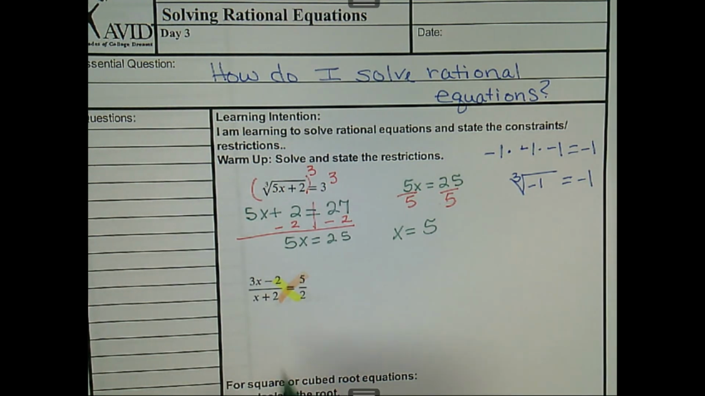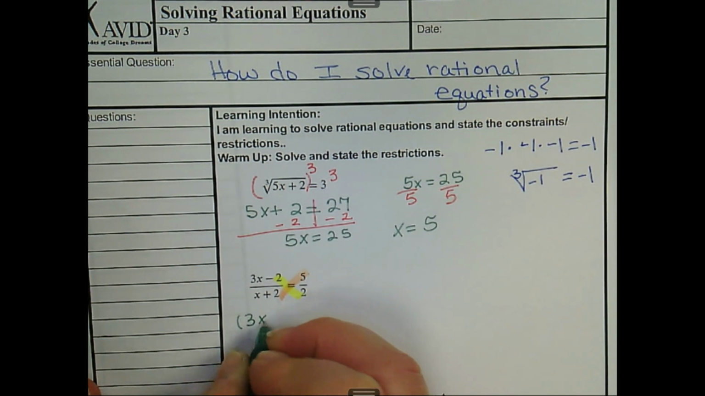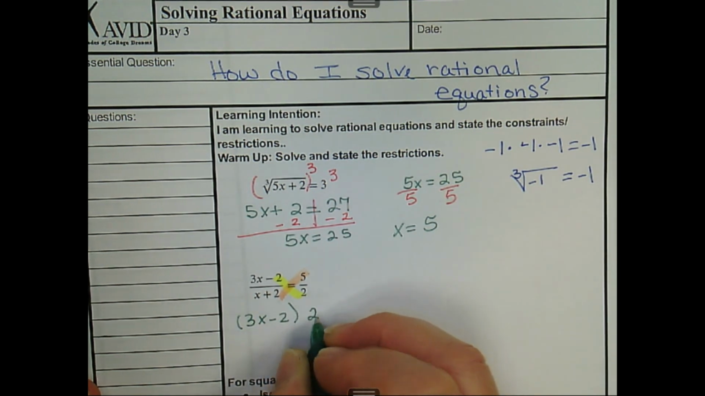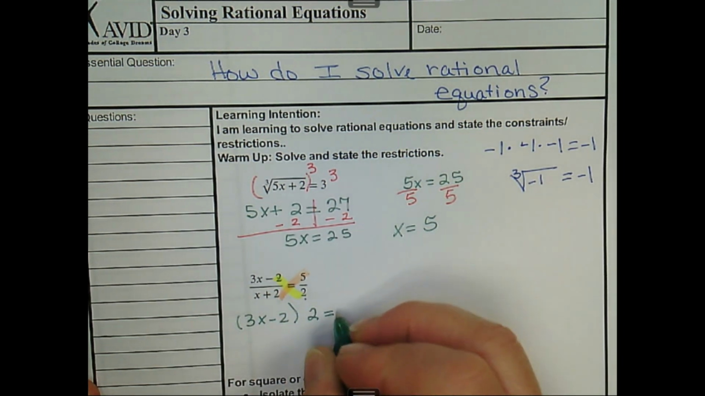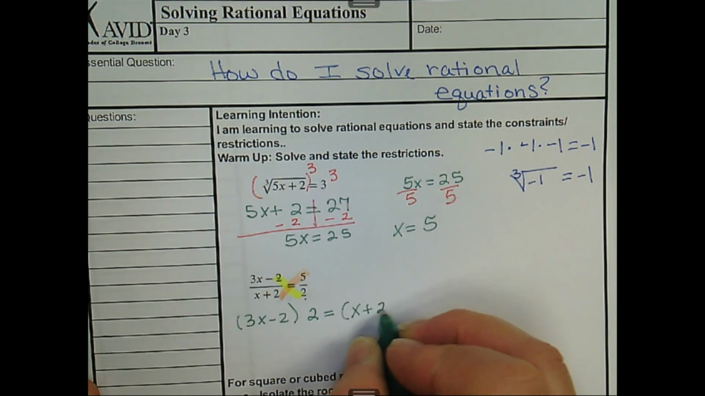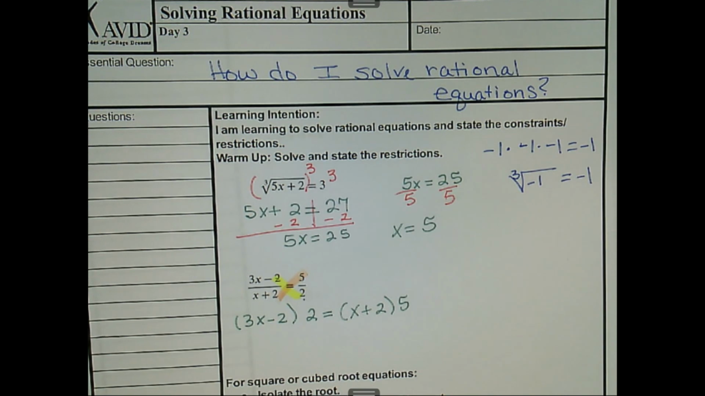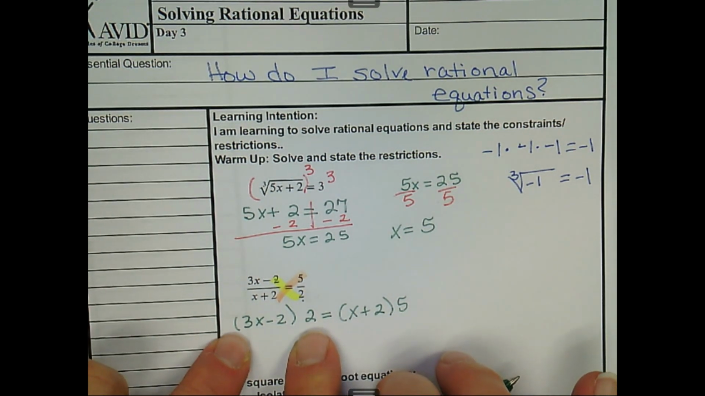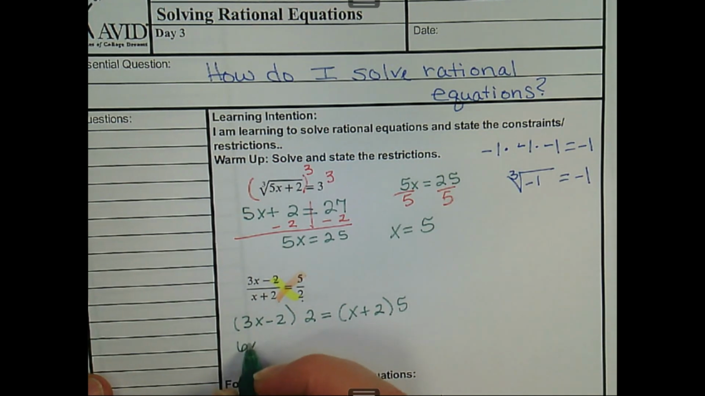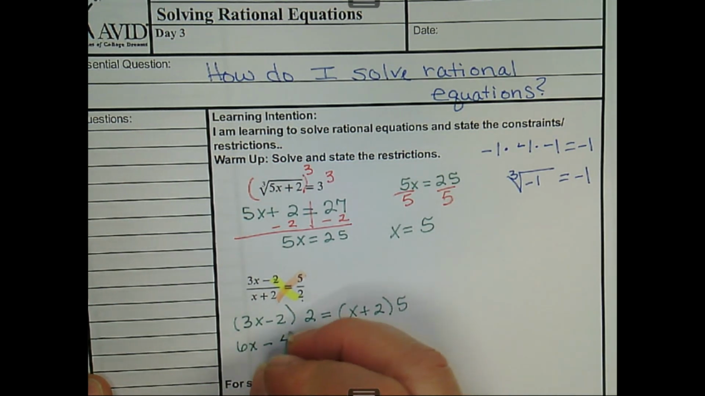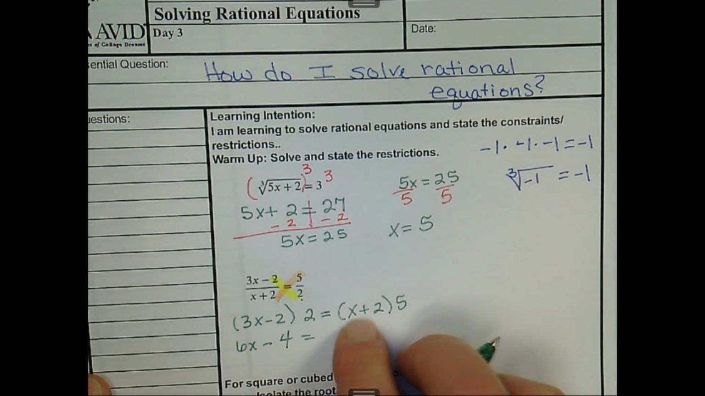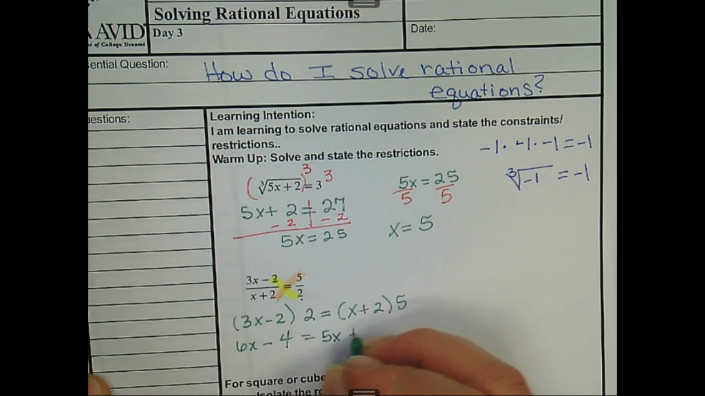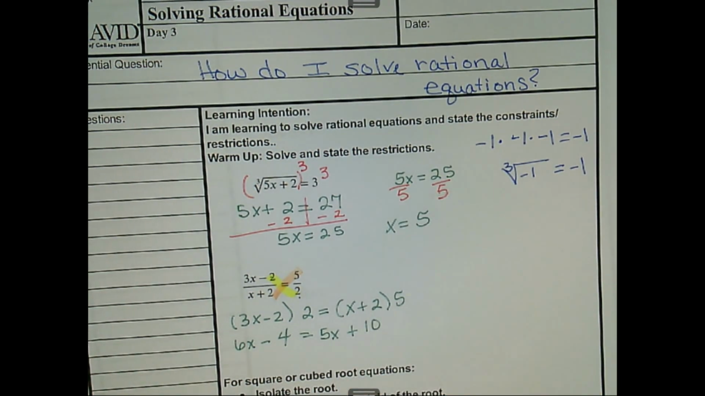So 3x minus 2, that quantity, times 2, that's your diagonals, equals x plus 2 times 5, that's your other diagonals. Now, Algebra 1, distribute. 2 times 3x is 6x, minus 2 times 2 is 4, is equal to 5 times x is 5x, plus 5 times 2 is 10. Now solve.